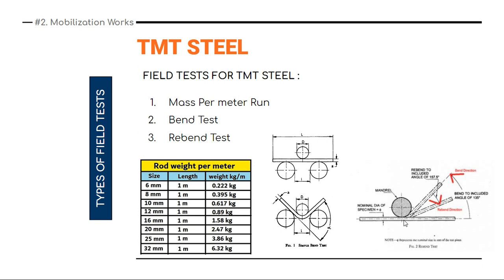Then just see the back of the rod which has been in tension, the outer part. If there is a rupture or crack, then the steel TMT is faulty. If it is not, then you can use it for your purpose. So these are very simple tests that can be done on site.